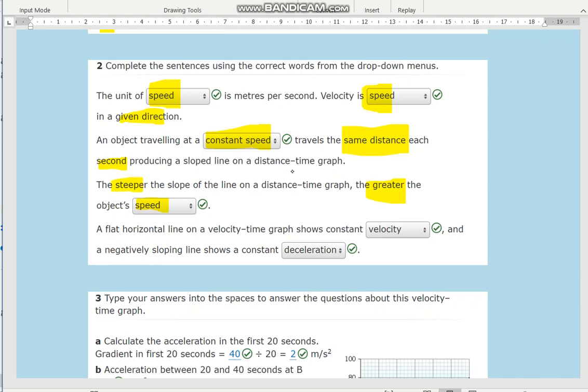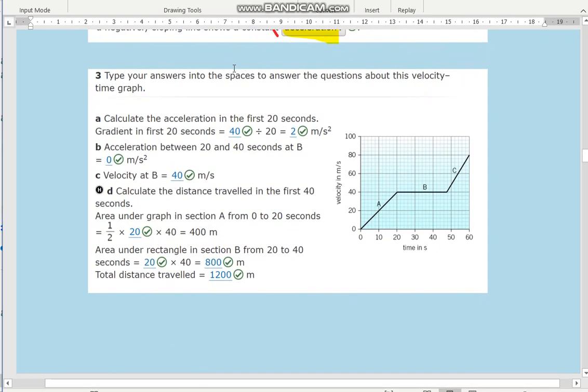A flat horizontal line on a velocity time graph, so this is different to the one we were just looking at, shows constant velocity, and a negatively sloping line, so that's a line sloping downwards like that, shows a constant deceleration. Number 3, type your answers in the spaces to answer the questions about this velocity time graph. So notice here we've got velocity time, not distance time.